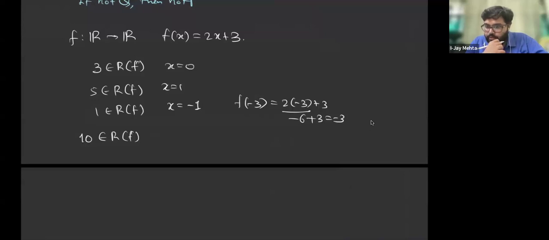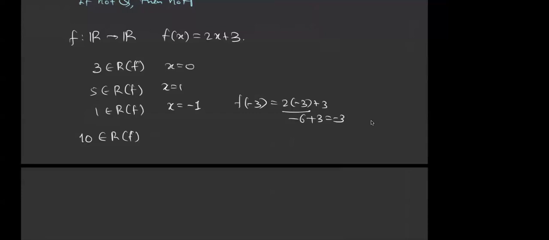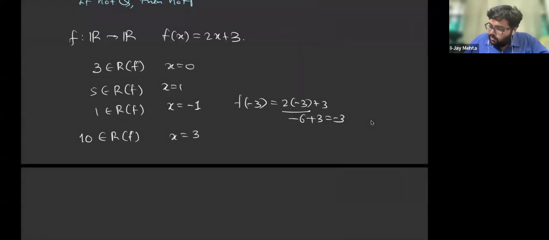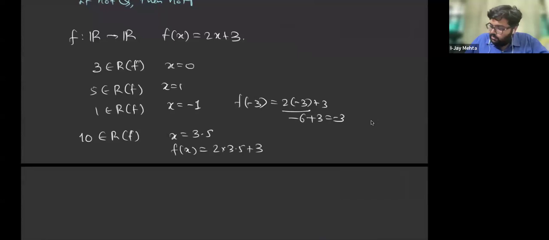Khushi? 3.5. So Khushi says x equals 3.5. So f of x is 2 into 3.5, right, plus 3. So 3.5 we write like 7 by 2, right, plus 3. And so what do you get? 7 plus 3, 10. Somebody said no. Pooja, do you want to change your answer? Pooja changed the answer. So 10 belongs there, right?